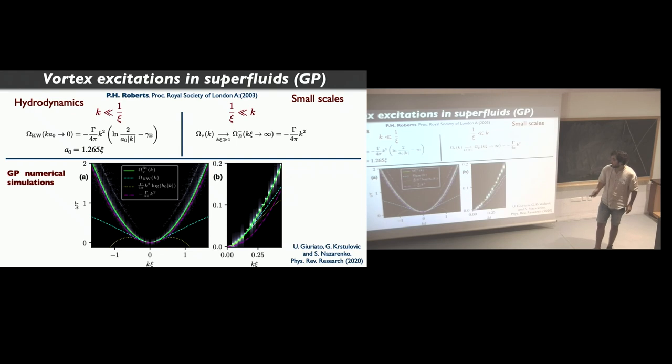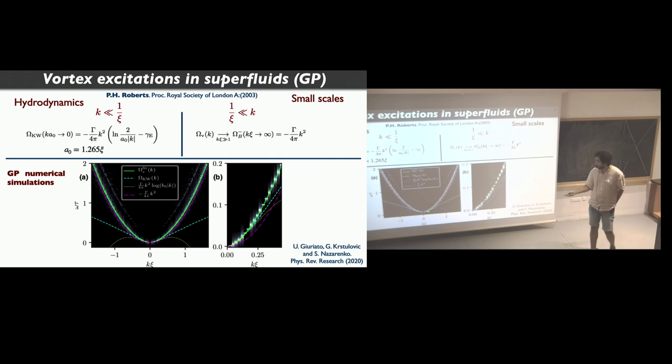He also did something much simpler in his paper. It's the opposite limit, where you have a very small scale, a scale smaller than the healing length, and he found that it's difficult to talk about Kelvin waves for something that is smaller than the core size, but the vortex excitations just follow k squared, like free particles.